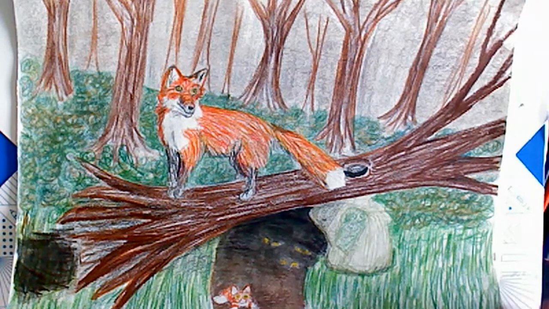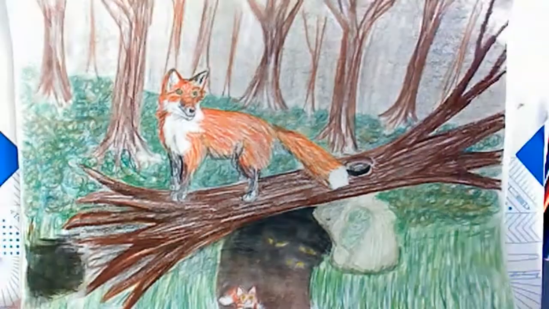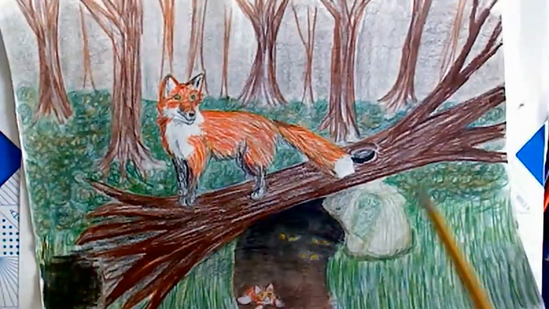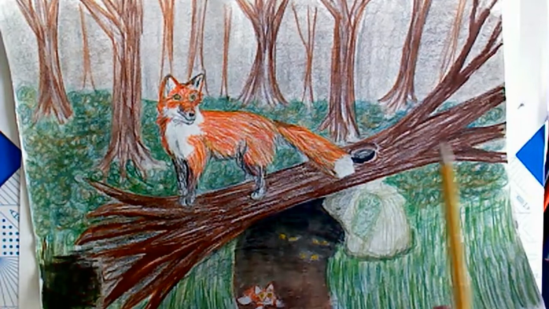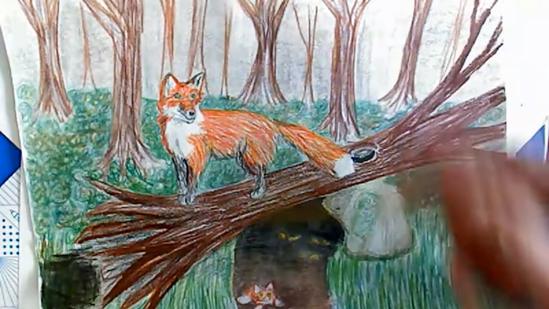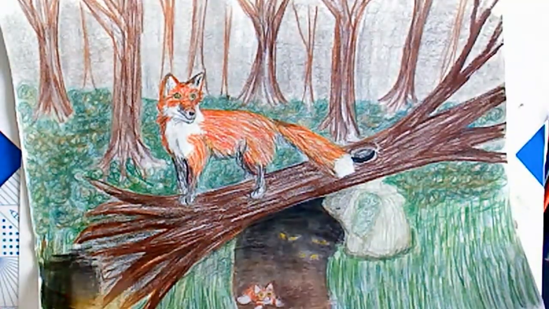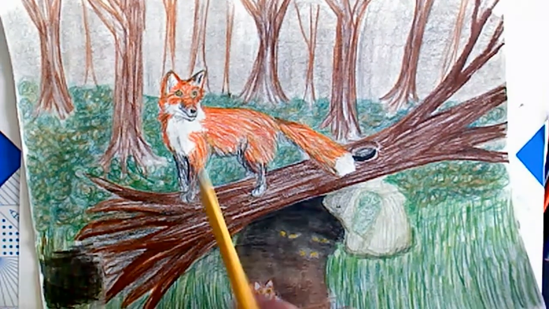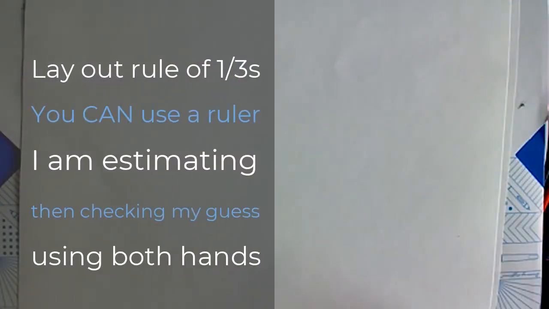In this video, we are going to be recreating this fox in the forest. We're going to be using compositional strategies, including an angled composition, the rule of thirds, and breaking the box, or having things extend past the edge of the page. We're going to start by setting things up with the rule of thirds.